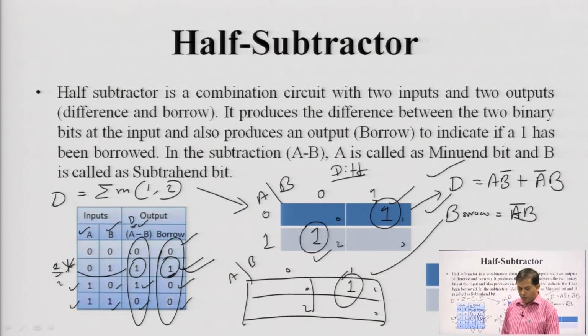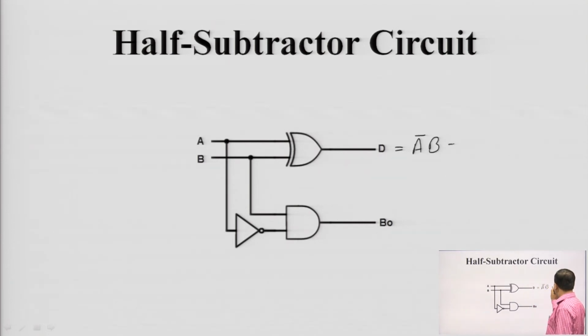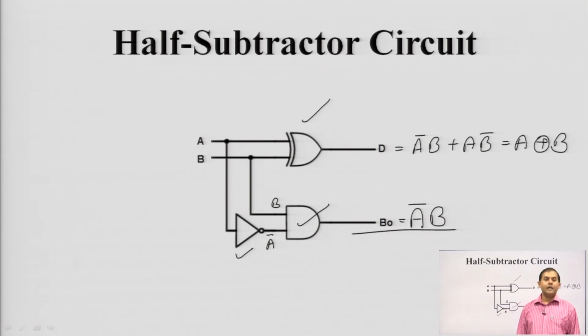So, we will now draw the diagram of the half subtractor circuit. We have got D is equal to a bar b plus a b bar, this is nothing but an XOR gate. So, here we have made an XOR gate and borrow is equal to a bar b. Here we have used an inverter, so this output will be a bar and this is b. One AND gate is there, so output will be a bar b. Is the half subtractor circuit clear? Okay.